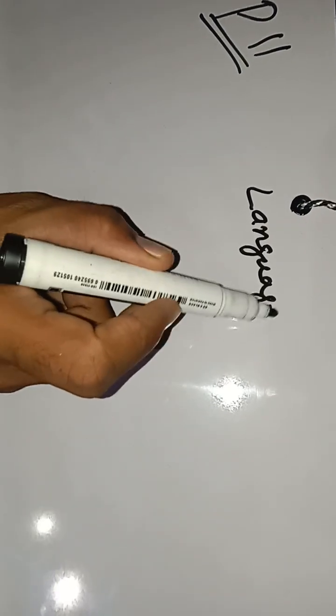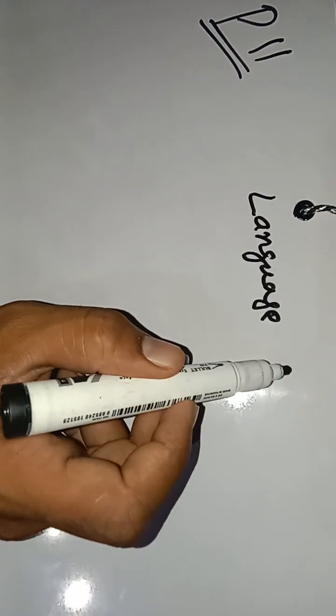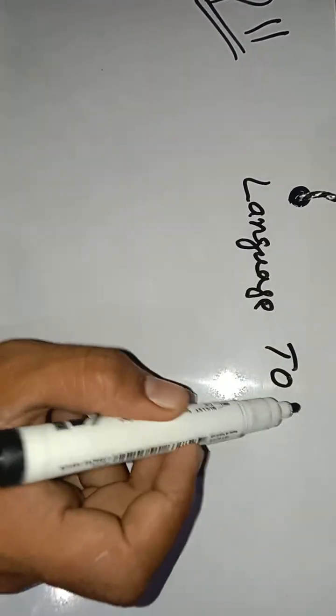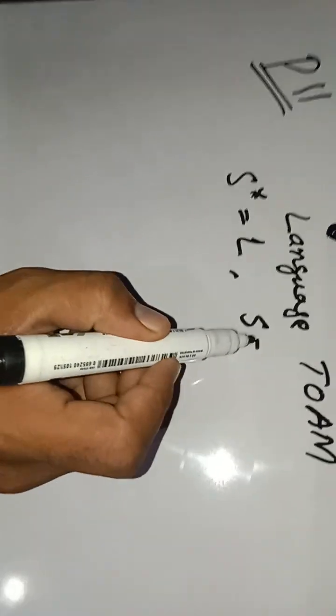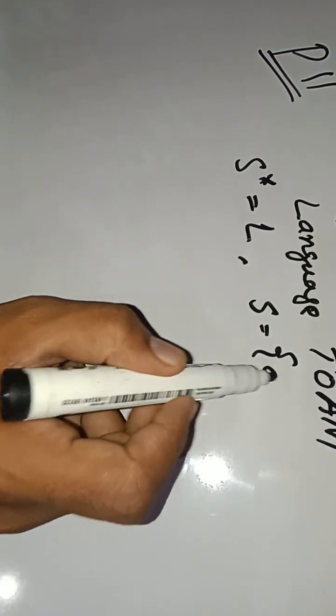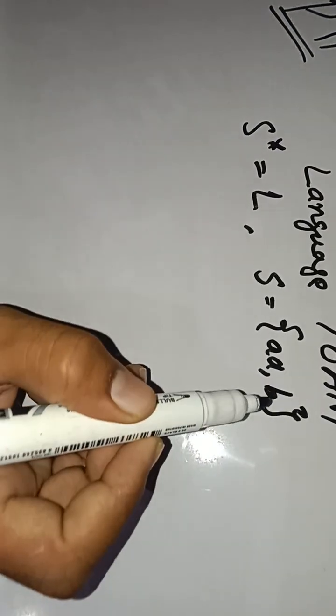Students, now problem number 11 is again on the concept of language in automata theory. Theory of automata. Now the situation has changed. Again, it says the language is S star, where the alphabet S is {AA, B}.